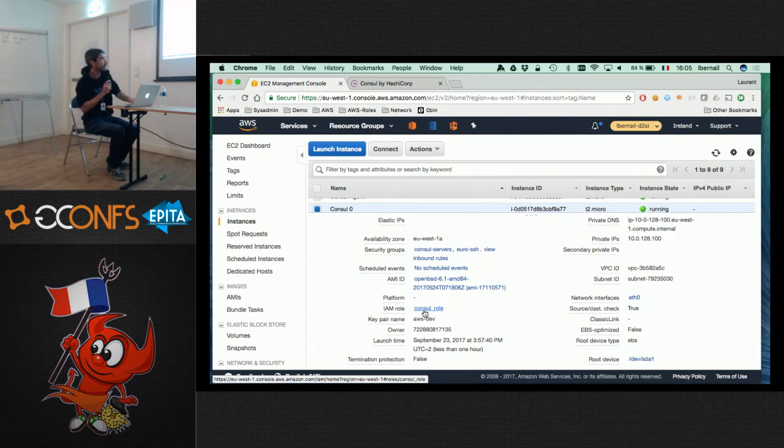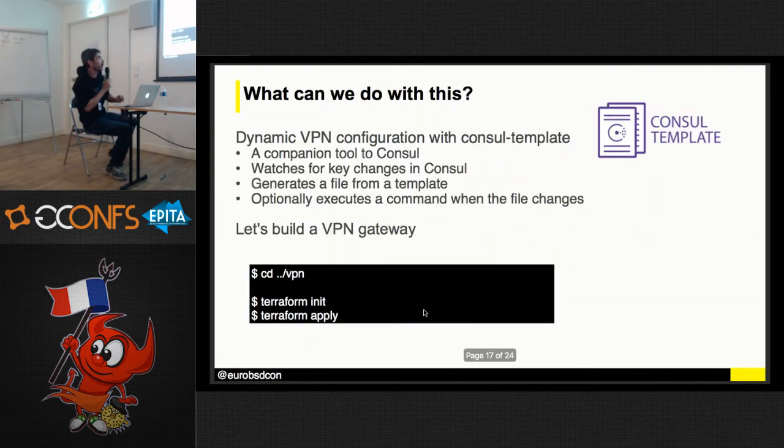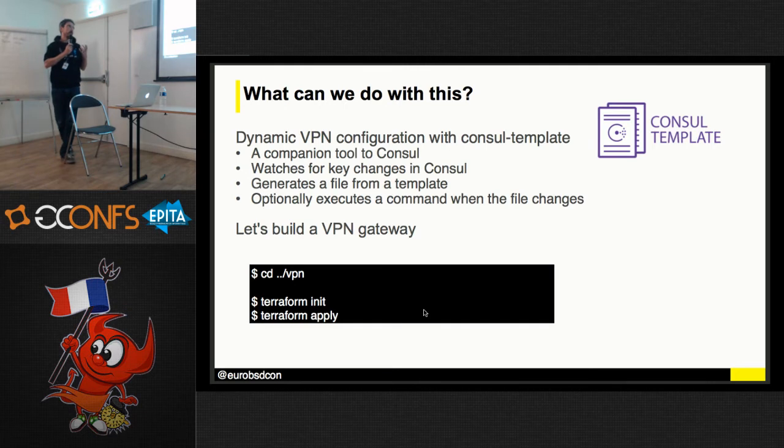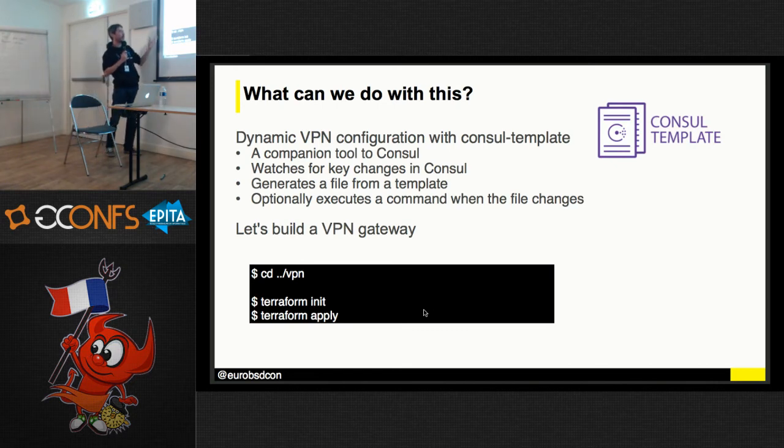So now that we have this console cluster, what are we going to do with it? There are many things you can do with console, as I was saying before, but in our case we're going to use something pretty simple: a companion to console called console template. Console template connects to console and watches for keys. When they change, it can generate a file from a template, and it can execute a script, like a reload of configuration, for instance. So what we're going to do with this is build a dynamic VPN gateway.